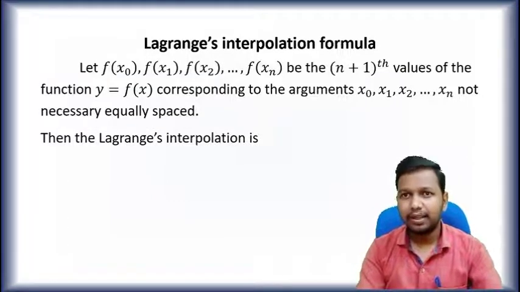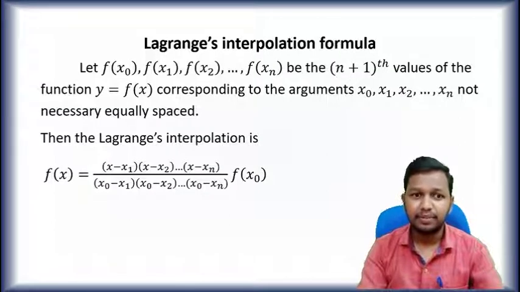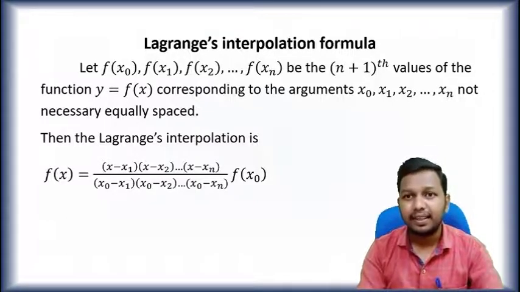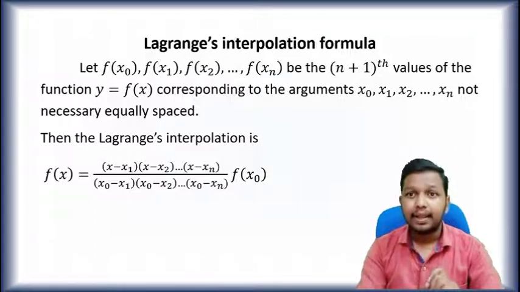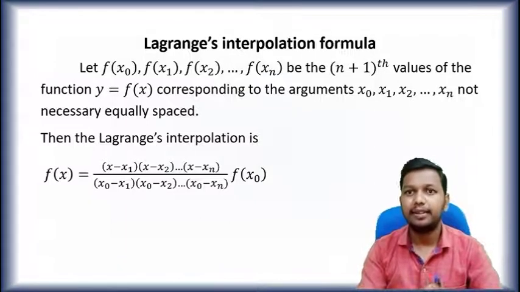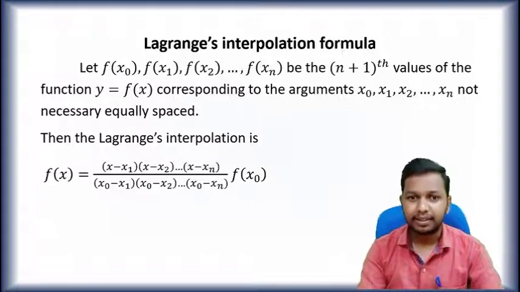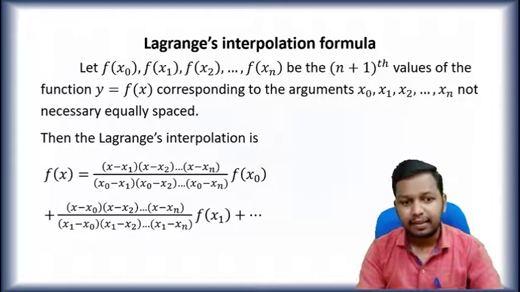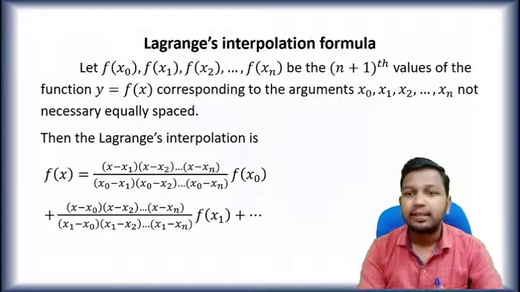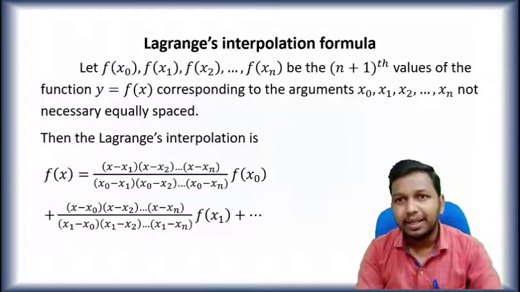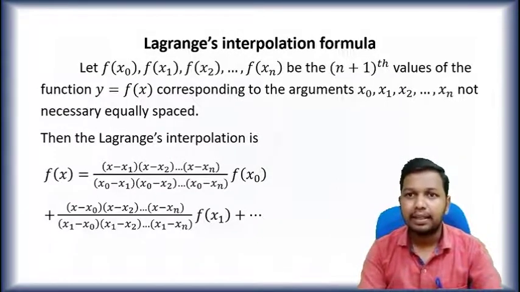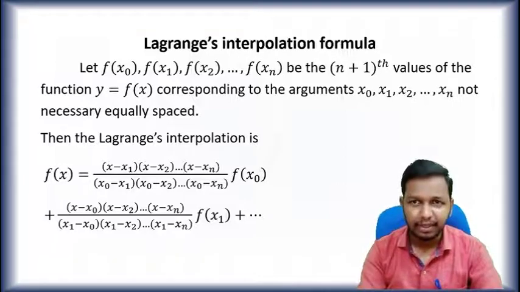The interpolation formula is like this: f of x is equal to x minus x1 into x minus x2 and so on x minus xn in the numerator, all divided by x0 minus x1 into x0 minus x2 and so on x0 minus xn, into the function value at x0, plus x minus x0, x minus x2 and so on x minus xn, all divided by x1 minus x0 into x1 minus x2 and so on x1 minus xn, into the function value at x1, that is f of x1, plus and so on.